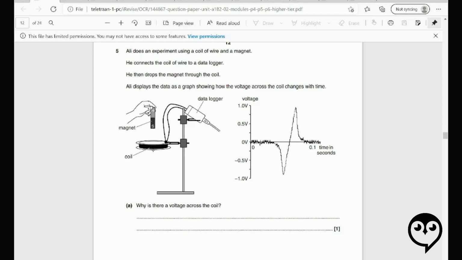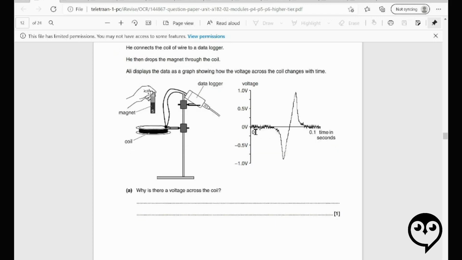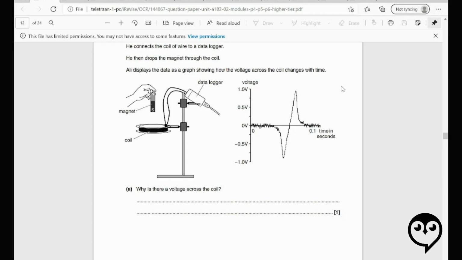When the magnet passes through the coil, some of the magnetic field lines are cut by the wire. The wires cut the magnetic field. You could say there's a change in magnetic flux. The flux density is going to change. It's going to get higher and it's going to get lower, and that translates to an induced voltage. Lots of information there. We'll see what the mark scheme says.